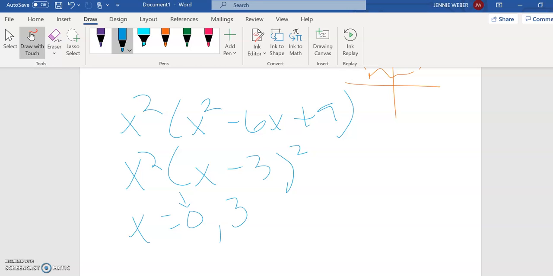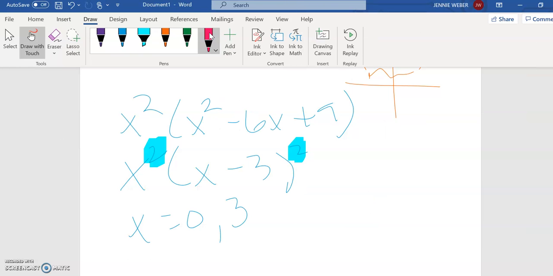Both of these have multiplicities of 2 because they both have exponents of 2. That multiplicity means it's going to just turn around. So it's going to bounce on that. It's not going to cross it.